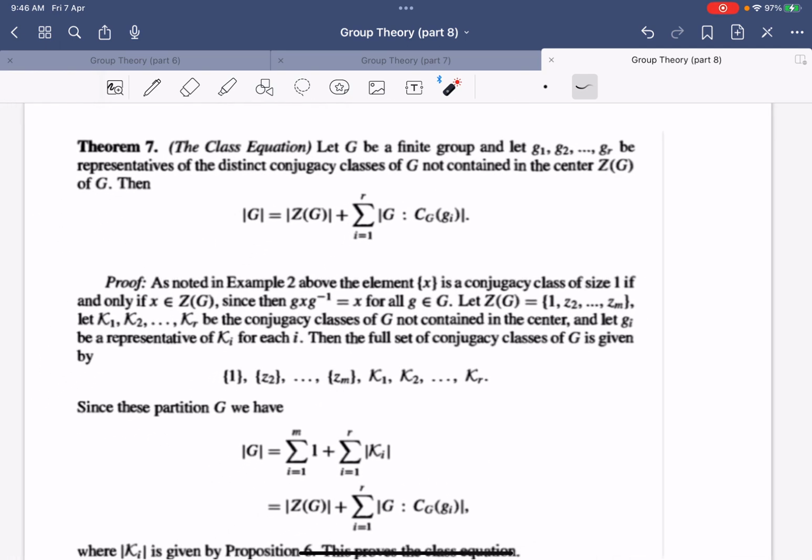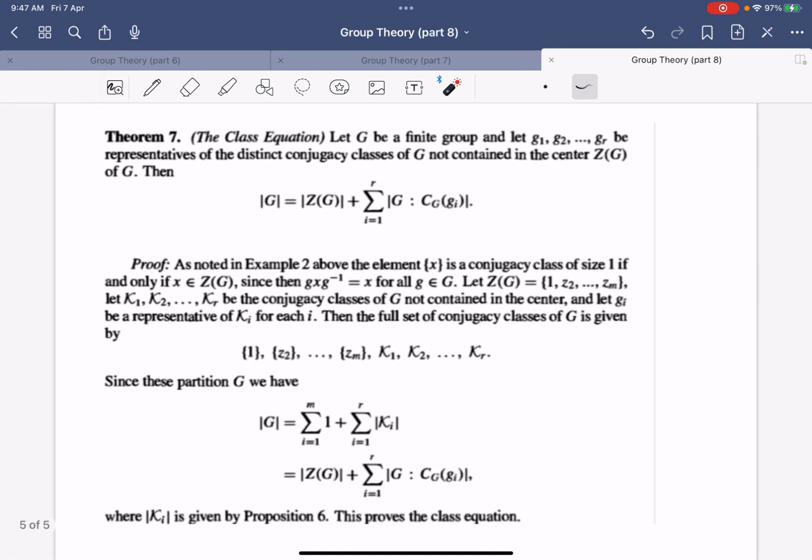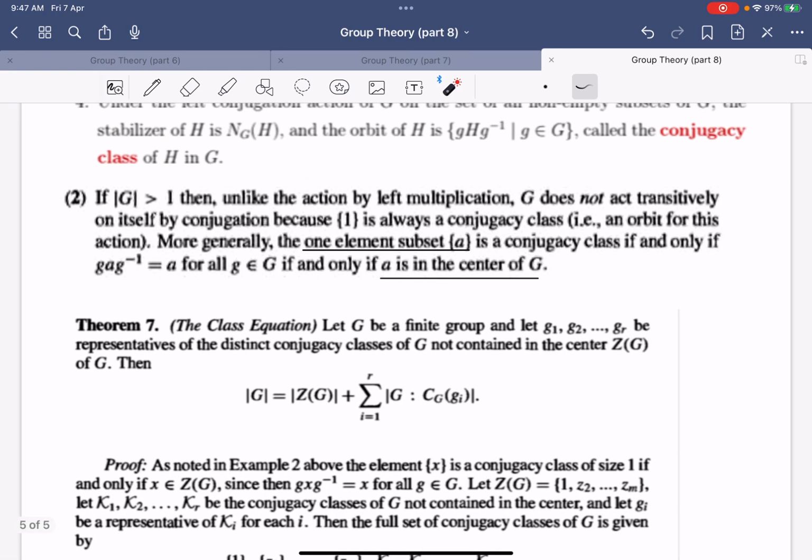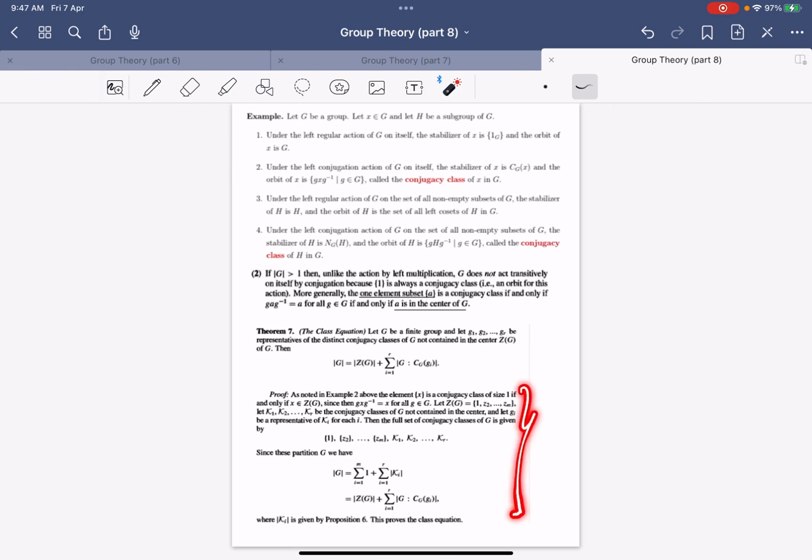And this gives us a way to prove theorem 7, which states that the size of G is the size of the center of G plus the sum of all these indexes. And these indexes are for the distinct conjugacy classes of G not contained in the center. So why is that so? Well, you can think of it intuitively, and the proof is written below.